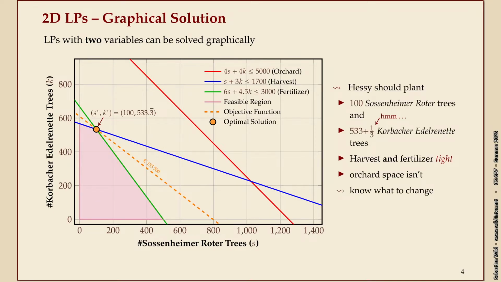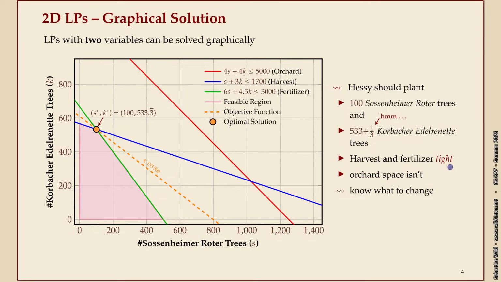So what else can we learn from this? First of all, the solution tells us to plant 100 trees of type S, fine, and 533 and a third trees of the other type. That already hints at one problem. The solution could tell you things that might not make sense because it's continuous. But let's suppose this is not a problem in our case. We just give up one tree.